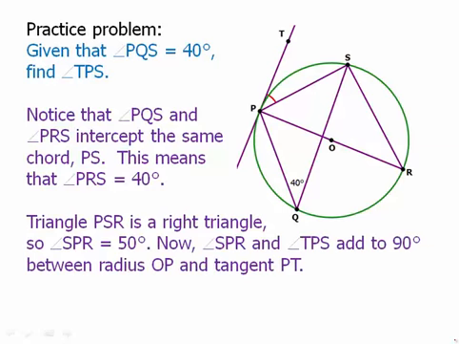Now look at the tangent line. The tangent line intersects a radius, and P is the point of tangency. So we have a right angle. TPO is a right angle, and it's comprised of these two smaller angles. One is the 50-degree angle, SPR. It means that the leftover angle, TPS, the angle we're looking for, has to be a 40-degree angle. And so TPS equals 40 degrees.